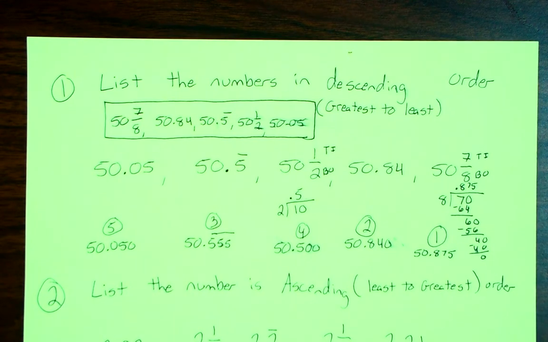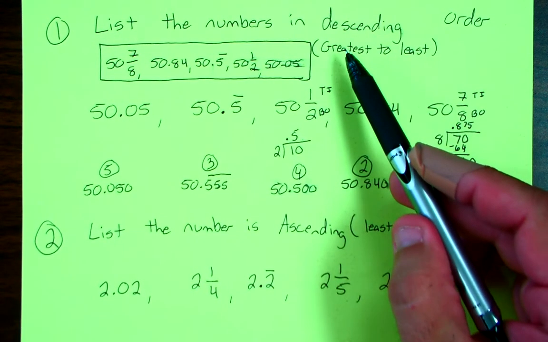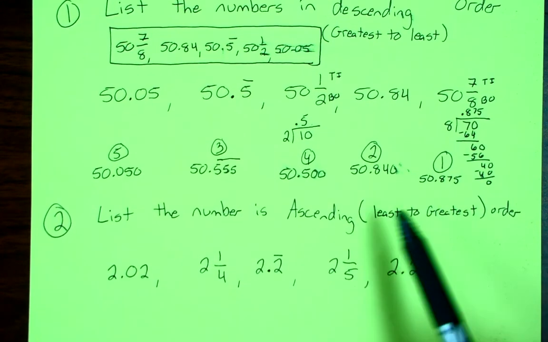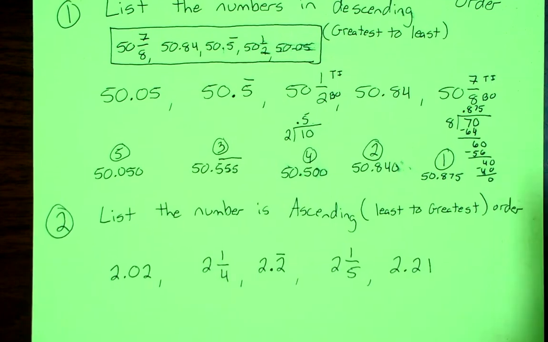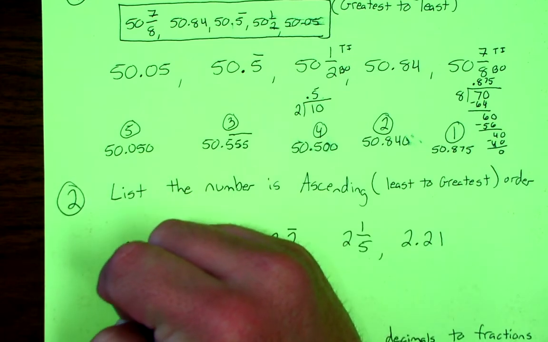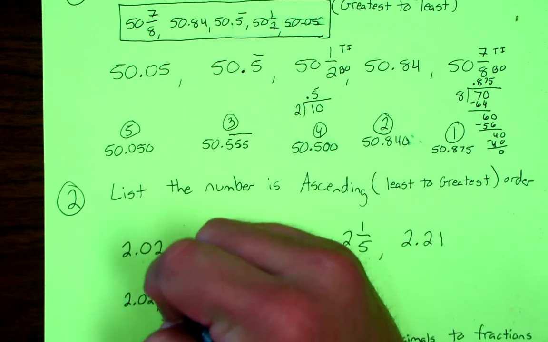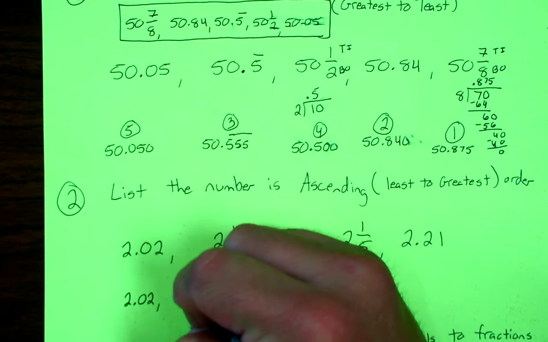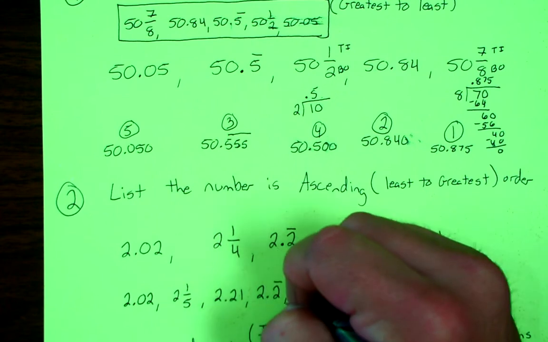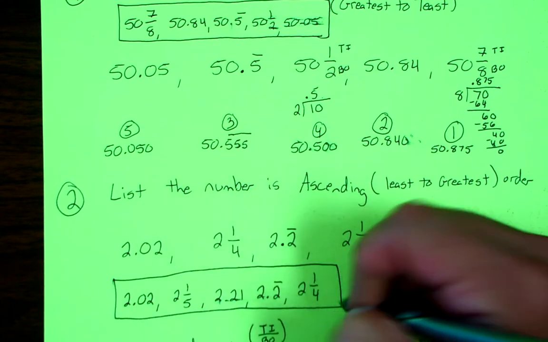Now number 2 is just like number 1. The only difference is this one said descending, which is greatest to least. This one says ascending, which is least to greatest. Now I'm not going to go over how to convert a fraction to decimal. We already did that, so I'm just going to give you the answers for this one. That's the answer I'm looking for on number 2.